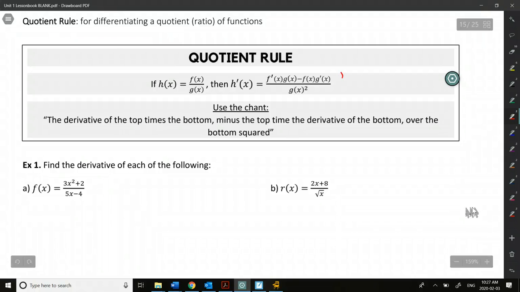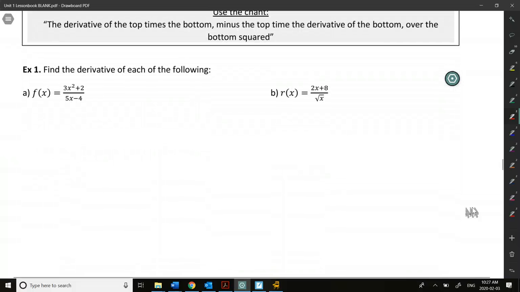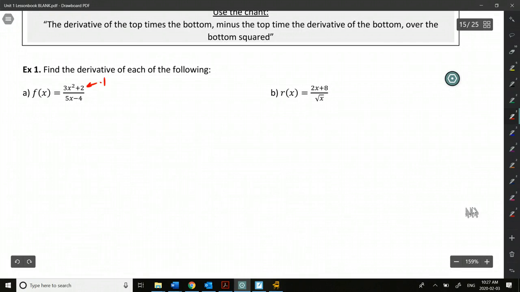So you can kind of use this little definition here, but I prefer to just use the chant. So derivative of the top times the bottom minus the top times the derivative of the bottom over the bottom squared. Okay, so we'll consider obviously the top or the numerator to be the top. This is going to be the bottom when we use the chant.